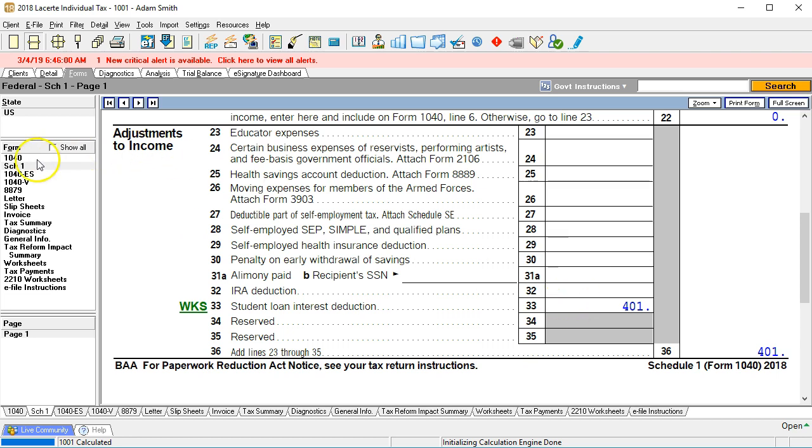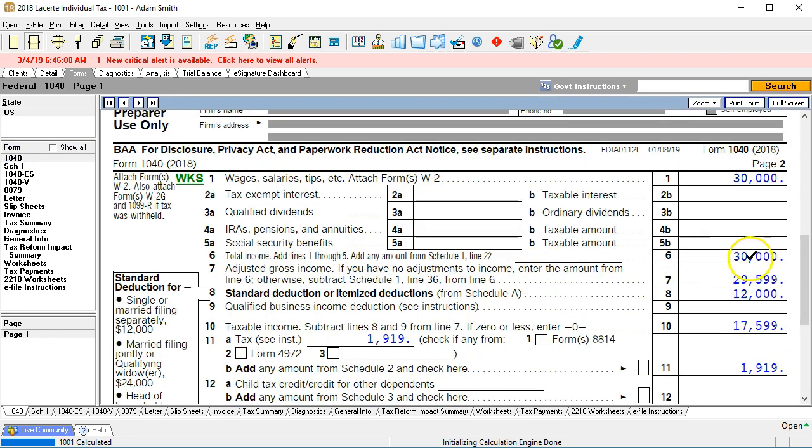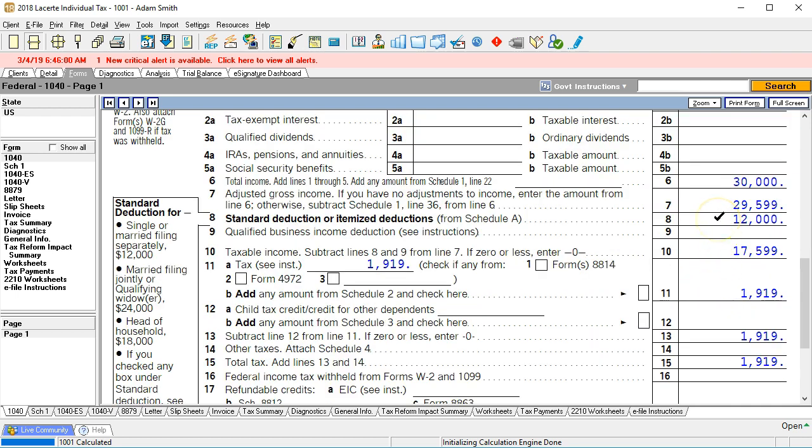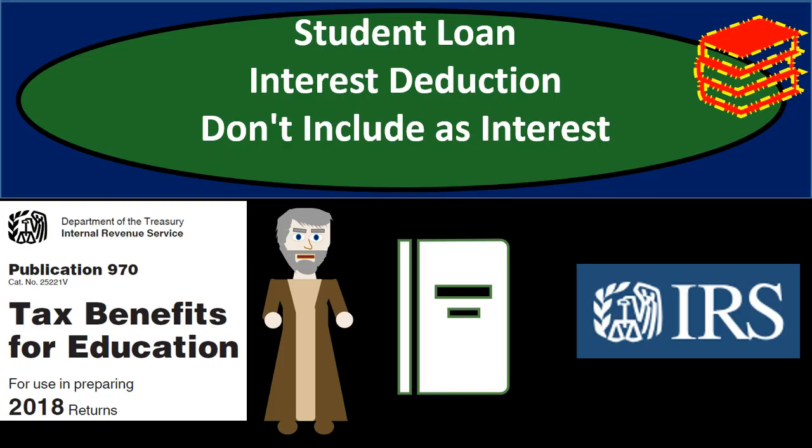If we take that $401 and go back to the 1040, then we're going to scroll down and say that's going to be the difference between the total income and the adjusted gross income. We've got our standard deduction of the $12,000, and then the taxable income, $17,599, tax at $1,919.